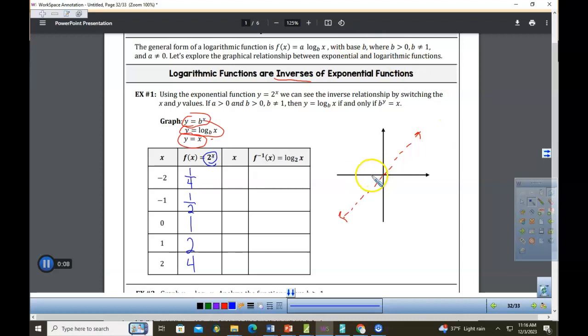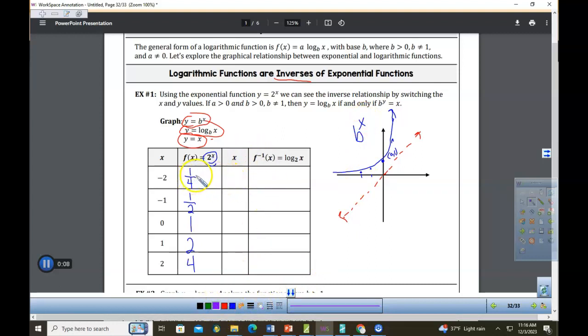I have negative 2, a quarter; negative 1, up a little more; 0, 1, which is my intercept; 1, 2. You guys know what an exponential looks like. I didn't hit any of the lines, but that's okay because I'm doing my best. So this is my basic b to the x.